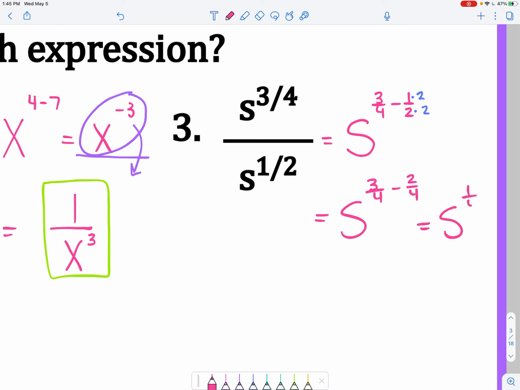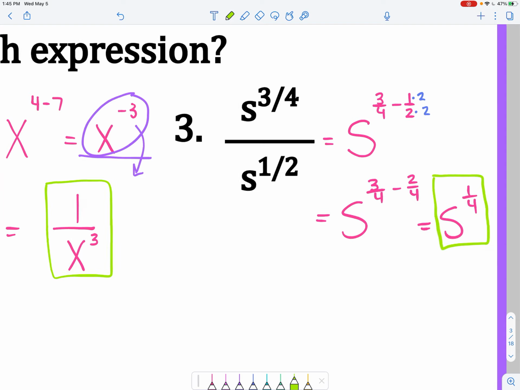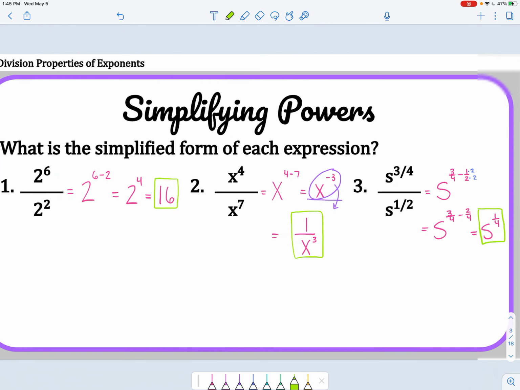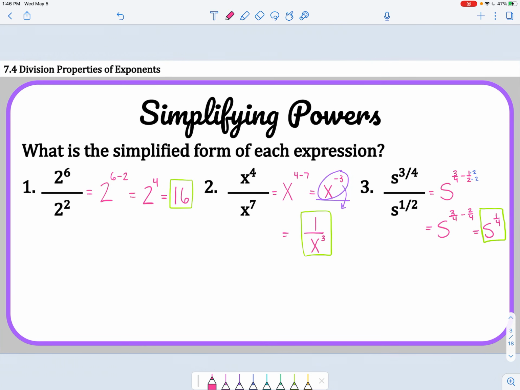I'm going to get s to the 1/4, and I cannot simplify that any further because s is not a number. Or at least I don't know what number it is.